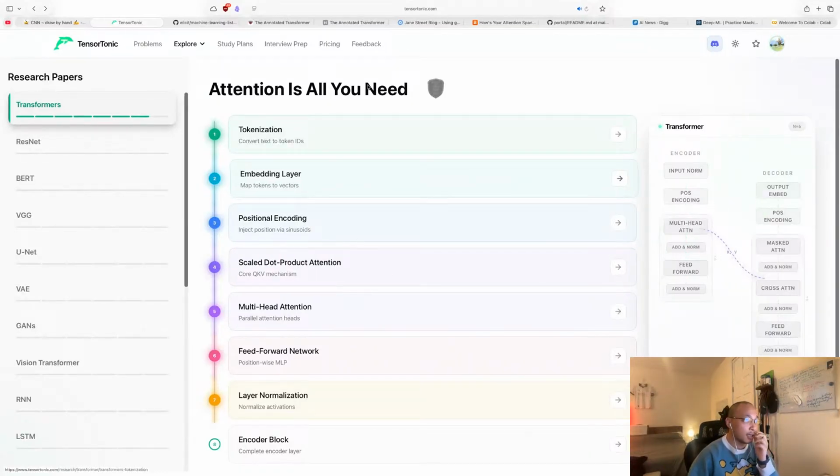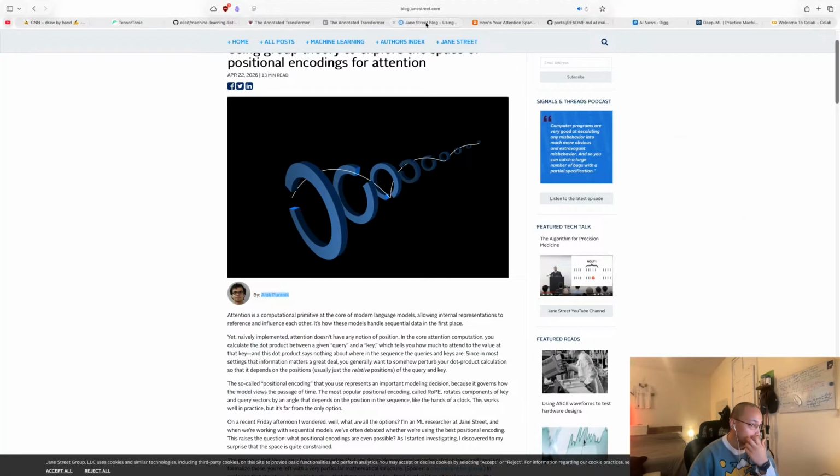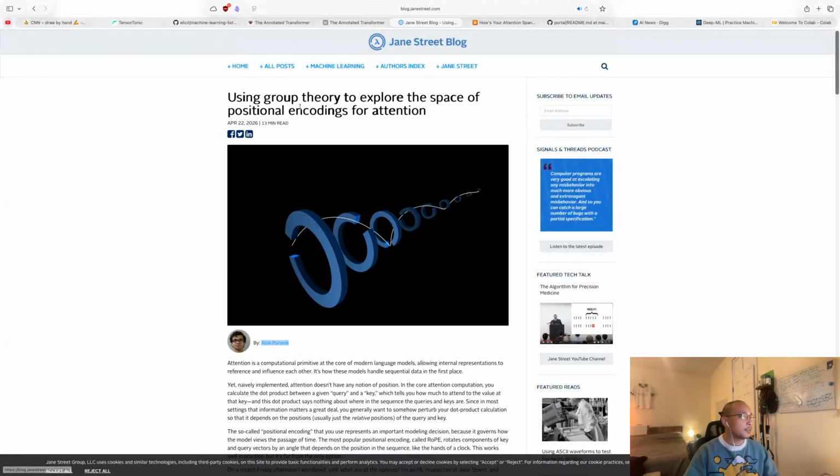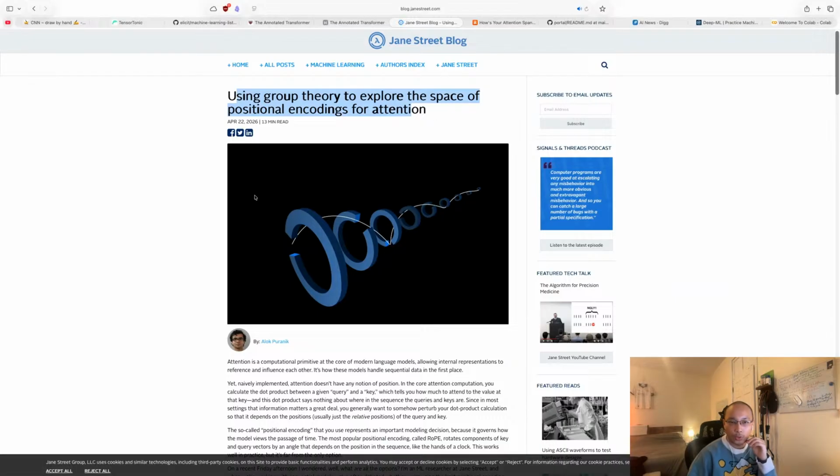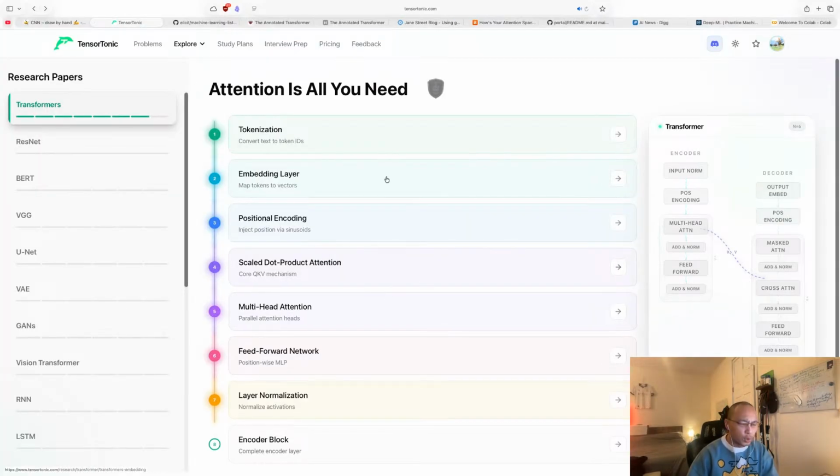And it seems there's an interesting blog post by Jane Street, titled Using Group Theory to Explore the Space of Positional Encodings for Attention. I'm thinking of maybe going through this blog post once I understand the theory of positional encoding a bit better, because I thought it was pretty interesting the first time I went through it, and much more interesting and conceptually difficult than I anticipated. I thought it was just a light scalar injection, but it doesn't seem to be that way.